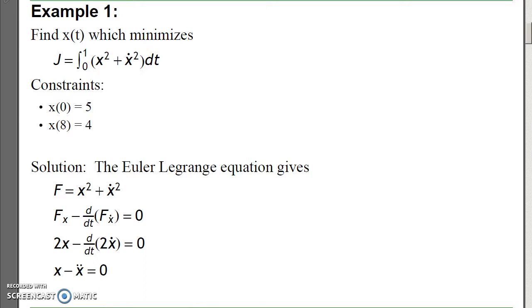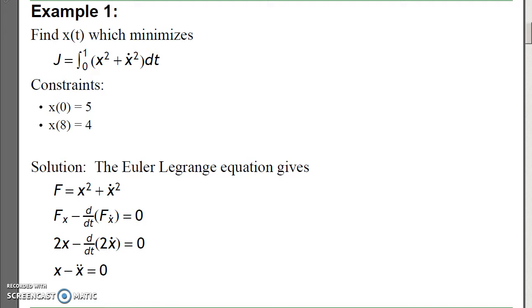For example, suppose I have x as a function of time, and I have a cost function. I want to minimize x squared and minimize its velocity, subject to the constraints. I want to go between: at t equals 0, it's at 5. At t equals 8, it's equal to 4.